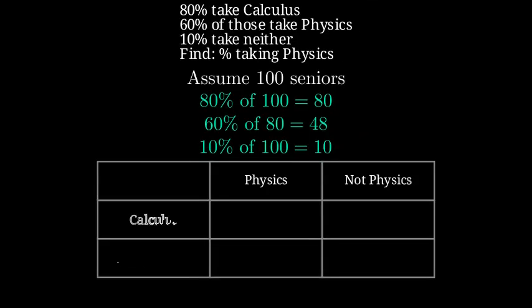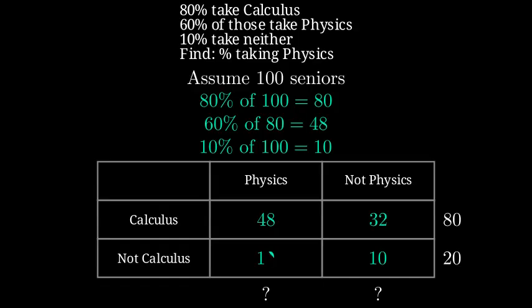We place calculus versus not calculus down the rows, and physics versus not physics across the columns. We already know 48 students are in both calculus and physics, and 10 students are in neither class, so that goes in the bottom right. The calculus row totals 80, so the calculus but not physics cell must be 80 minus 48, which is 32. In the not calculus row, the total is 20, since 100 minus 80 is 20, and we already have 10 in the neither cell, so the remaining 10 must be physics but not calculus.